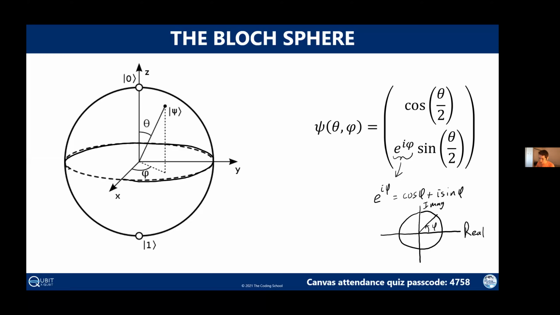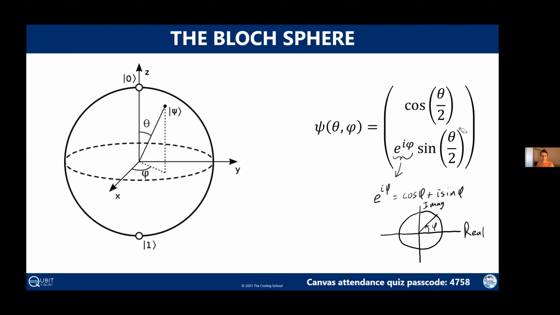I'm not going to go into too much detail about how that works, but if you're starting to see some connection between the e to the i phi circle and the circle around the equator, you're getting the idea. That is exactly how it works. In general, though, all you need to know on this slide is this formula.